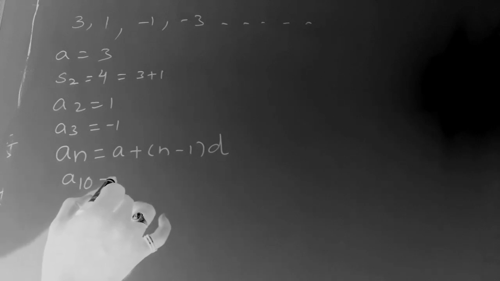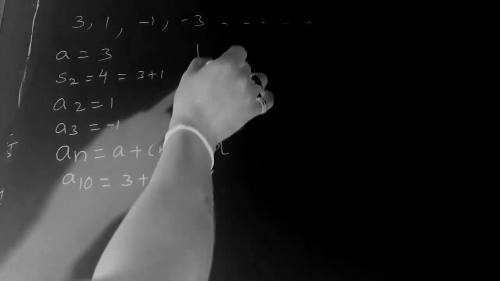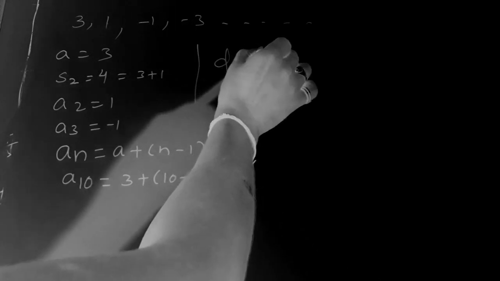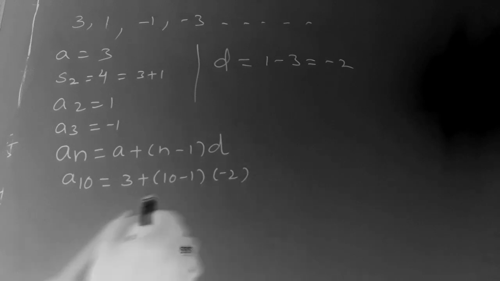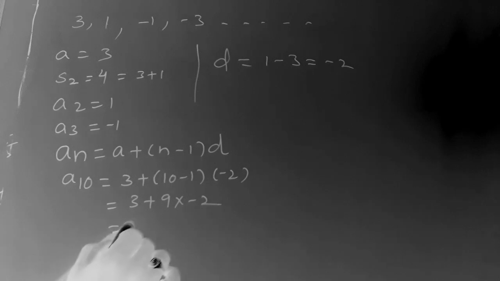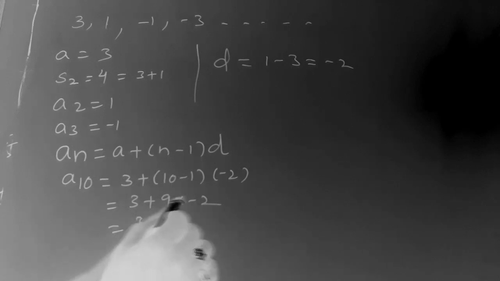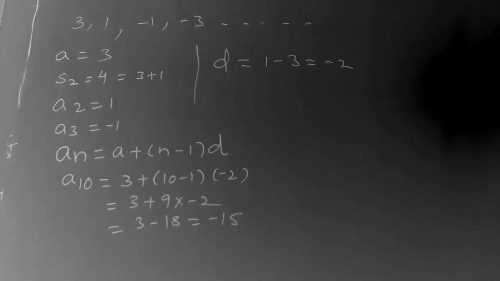Now you substitute the values. He is asking the 10th term. So A10 is, first term is 3, plus 10 minus 1. What is the difference here? The difference is T2 minus T1, 1 minus 3, that is minus 2. So 3 plus 9 times minus 2. Plus into minus is minus 18. So minus 15 is the 10th term of the AP series.